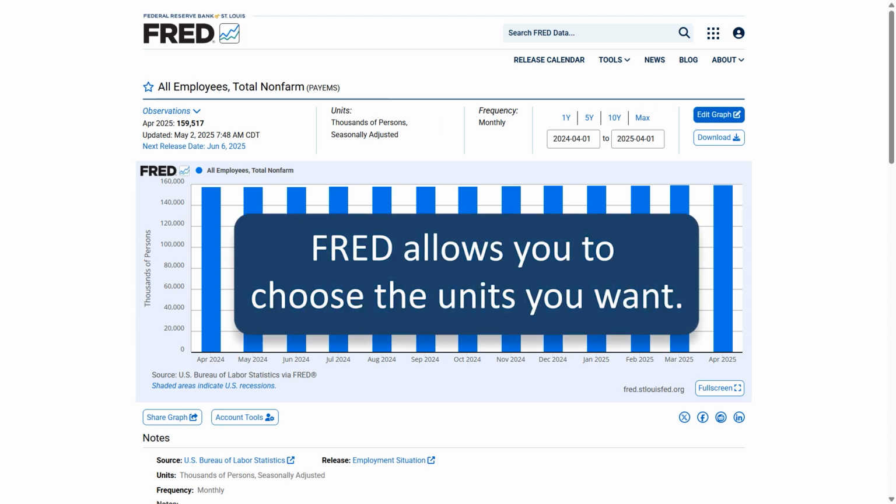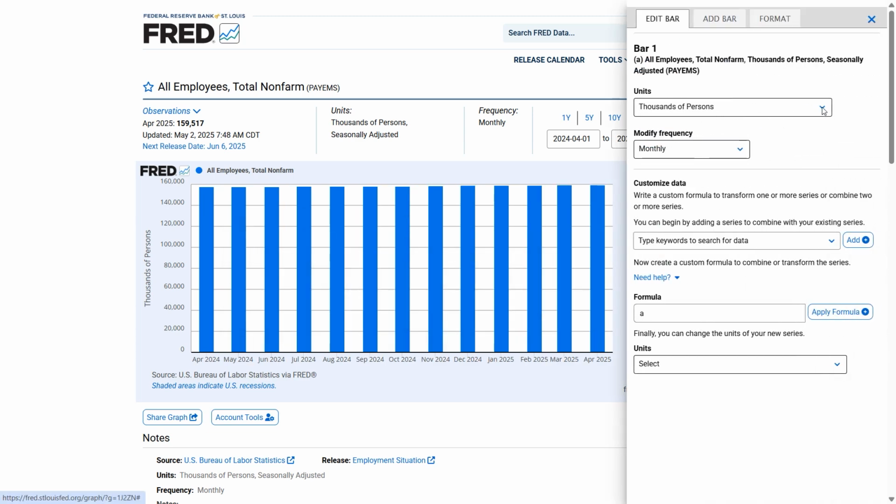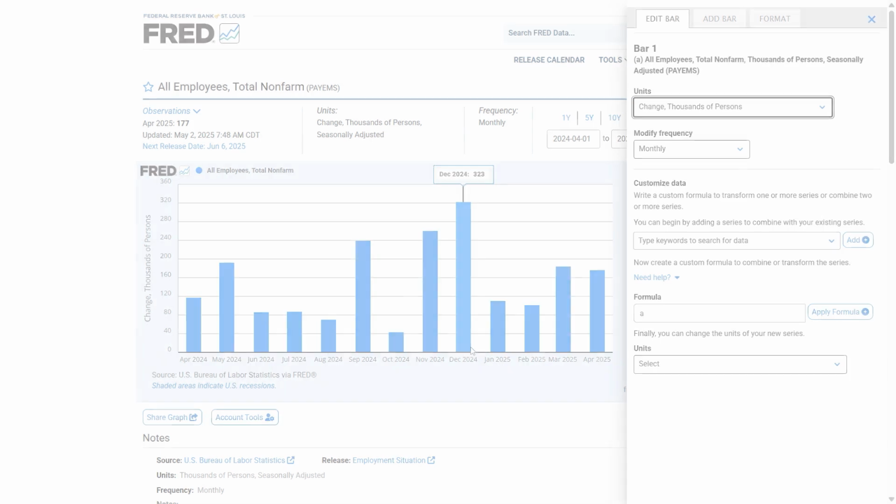Each FRED series is labeled with very specific units, so you know exactly what's being measured, and FRED allows you to choose the units you want. One selection in the Units drop-down menu is Change, Thousands of Persons. This bar graph then shows the monthly change in employment, specifically how many thousands of persons were added or subtracted from the total amounts as of the previous month. The graph shows about 323,000 persons were added to the payrolls in December of 2024.